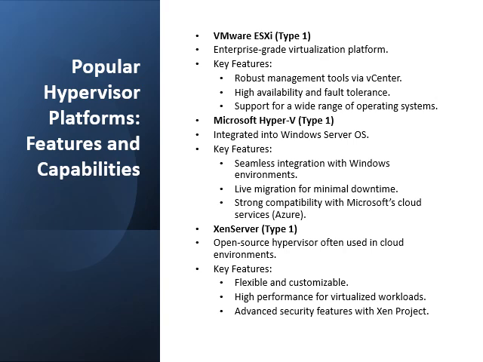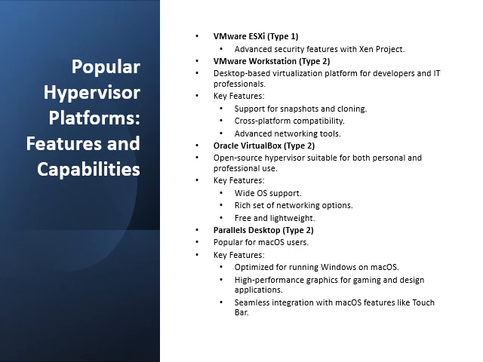It also has strong compatibility with the Microsoft cloud service Azure. Xen Server, which is also another example of Type 1, is an open source hypervisor used in cloud environments. Its key features include being flexible and customizable, meaning you can customize based on specific needs. It also supports high performance for virtualized workloads, and has advanced security features with the Xen Project. These are examples of Type 1.